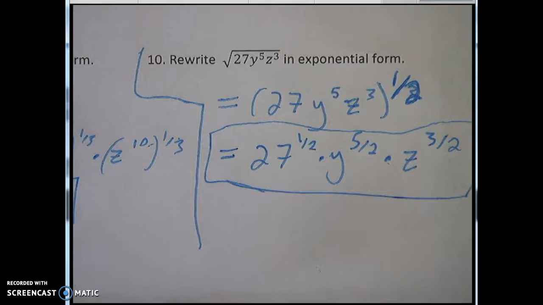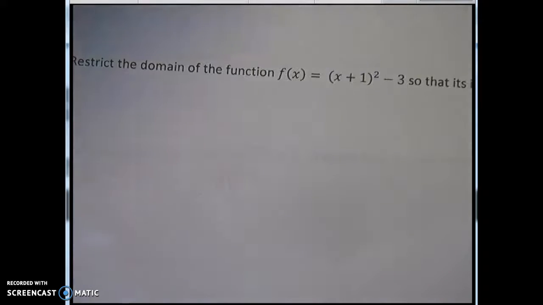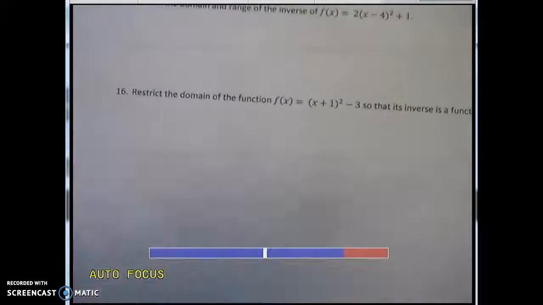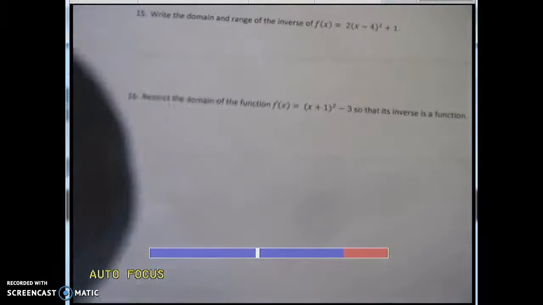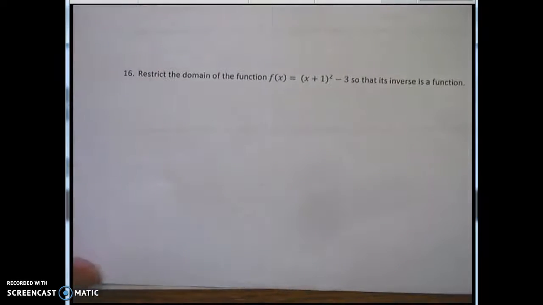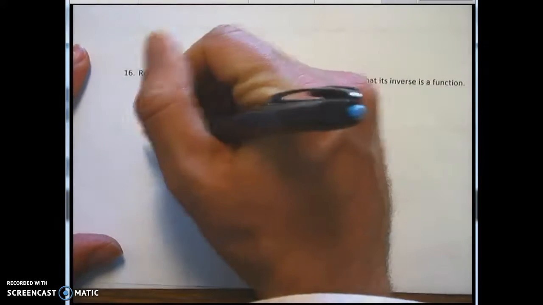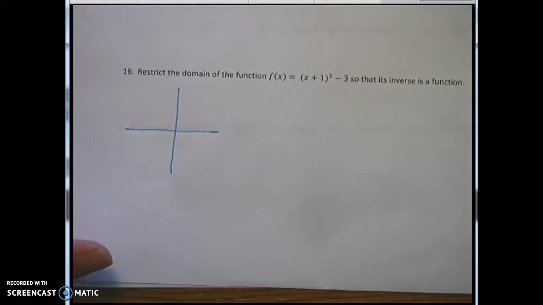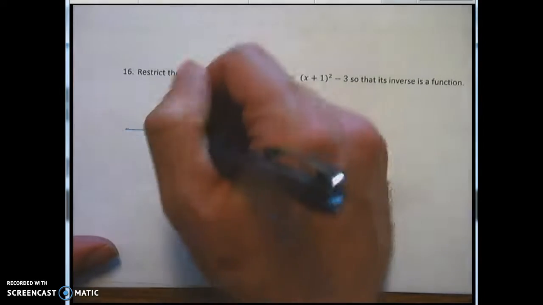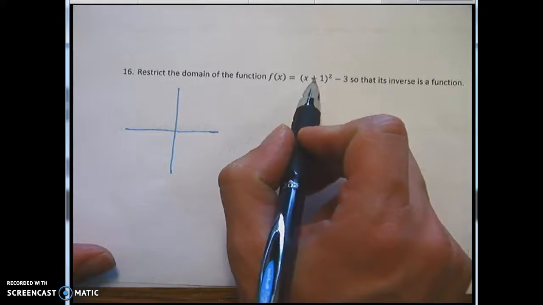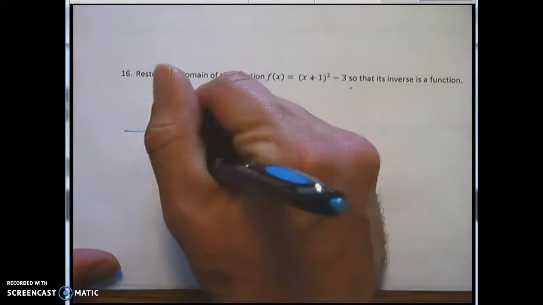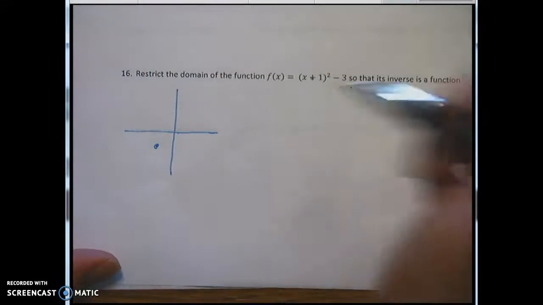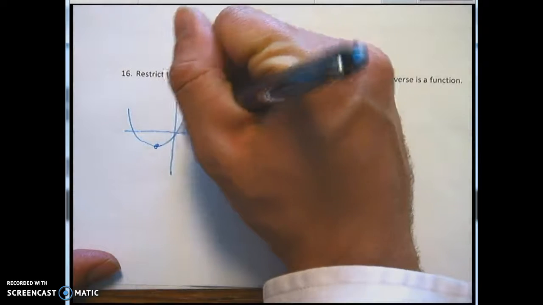Well, the next one is number 16. And on number 16, it says restrict the domain of the function (x plus 1) squared minus 3 so that its inverse is a function. If I was going to make a rough sketch of this, I know it's a parabola. I know that it's gone left 1 and down 3, because plus 1 means left 1, minus 3 means down 3. So I know that this thing kind of looks like this.